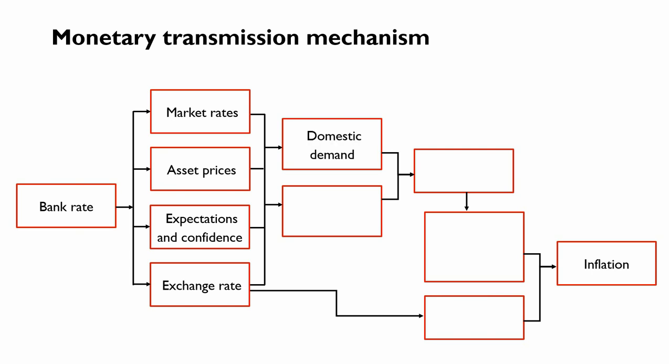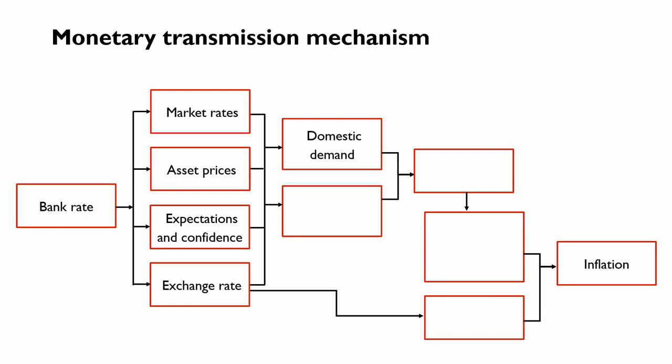Okay, now all of these are going to affect domestic demand. If market rates go down, that means there's going to be more borrowing and less saving, which means there's going to be more spending, more investment. If asset prices drop, we're going to get the wealth effect happening. So if asset prices drop, people feel less wealthy, so they will spend less. If expectations and confidence improve, we're going to get more spending. If the exchange rate drops, that improves our net trade, and we're going to get more consumption on domestic goods and more exports.